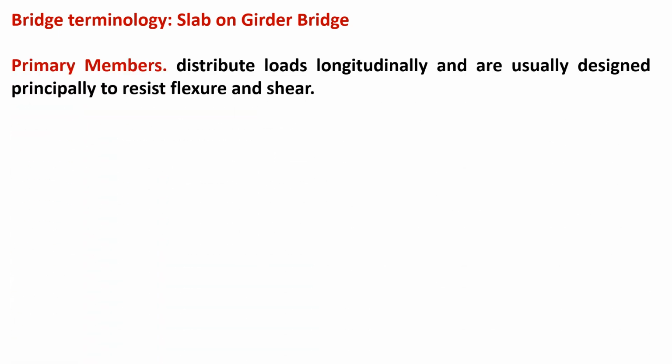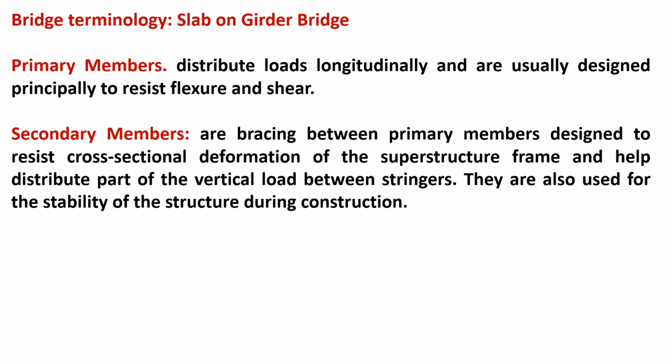Again, still under bridge terminology, slab on girder bridge, we have the following. Primary members distribute loads longitudinally and are usually designed principally to resist flexure and shear. Secondary members are bracing between primary members designed to resist cross-sectional deformation of the superstructure frame and help distribute part of the vertical load between stringers. They are also used for the stability of the structure during construction.